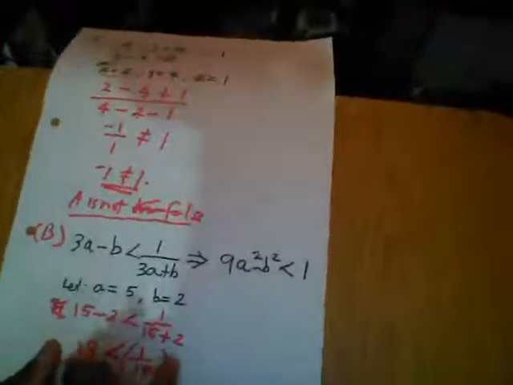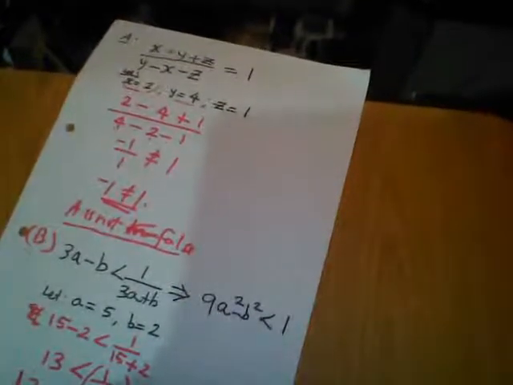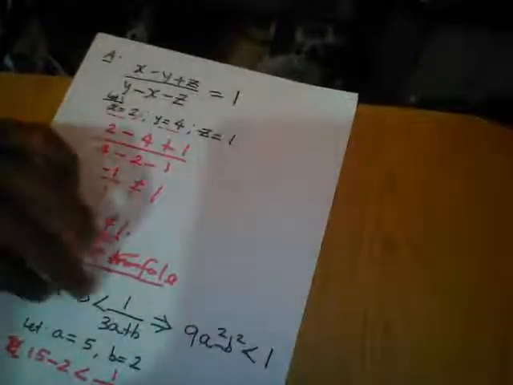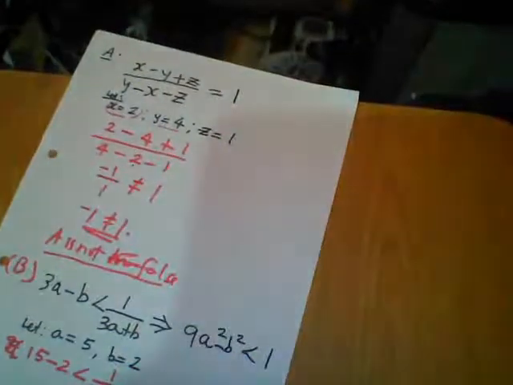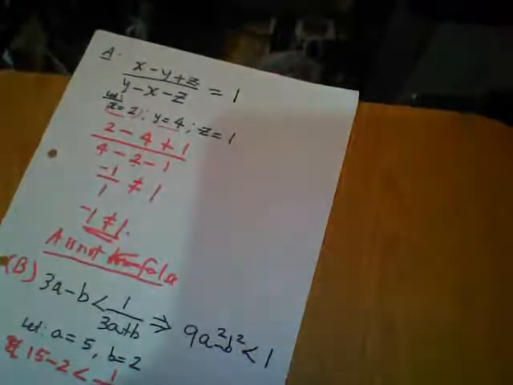No, it's not true. This is not less than this. According to how they say it, if this is less than this, then this must be less than 1. But first of all, this is not true.